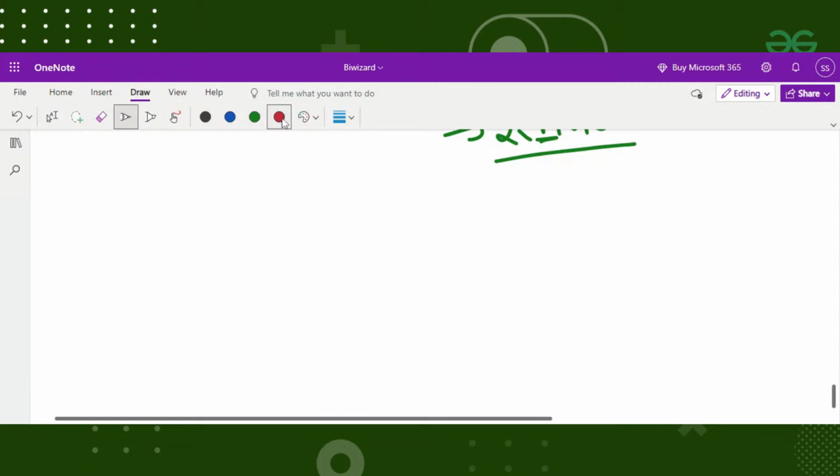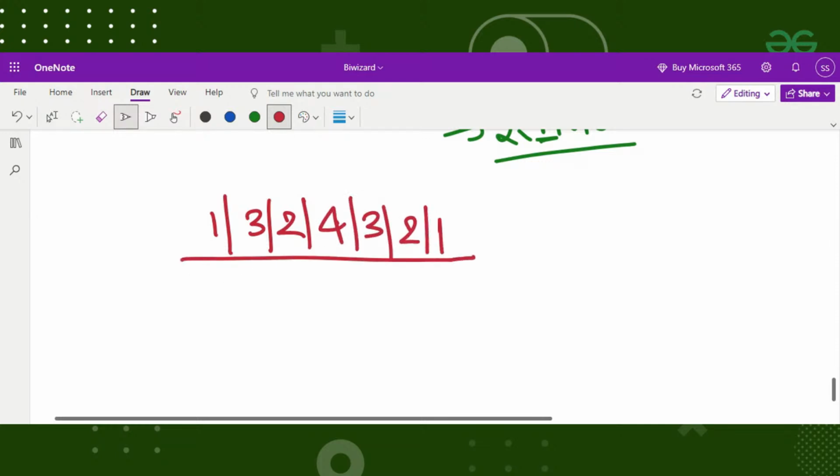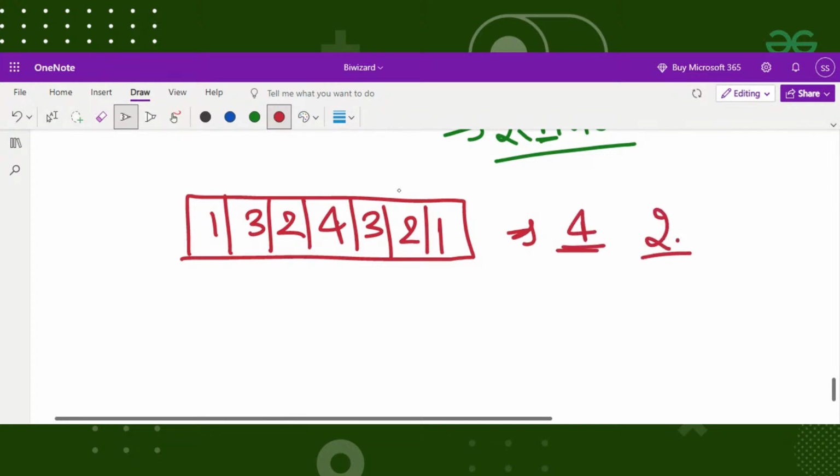So see, what we are doing here is, in the input, we have 1 3 2 4 3 2 1. Okay, that is the input. And what is the output? We are getting output as 4. 4 is the maximum frequency, of 2. And how can we get that frequency? I will increment 1, here I will do plus 1, so I'll get 2. Here I will do minus 1, so I will again get 2.